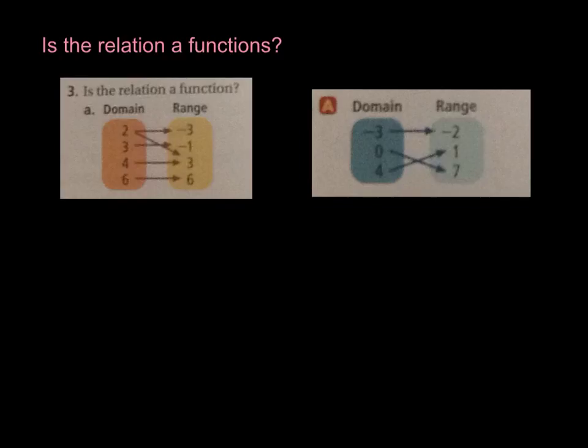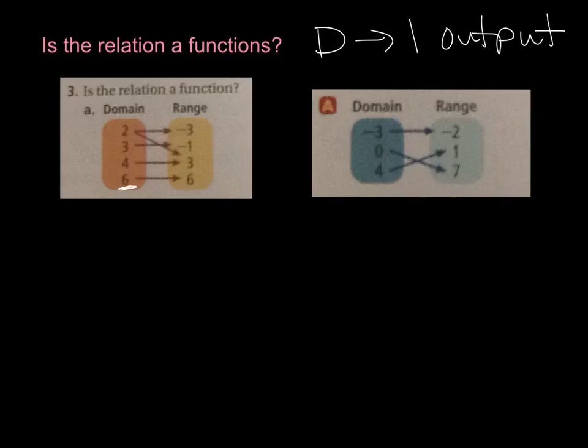The next question is to determine if a relation, the set of all of these pairs, is a function. Now, in a circle mapping, a relation is a function if for every value in the domain, there is exactly one output. So for each domain, there can be one output. Okay, so what we're going to do is take a look at each value.